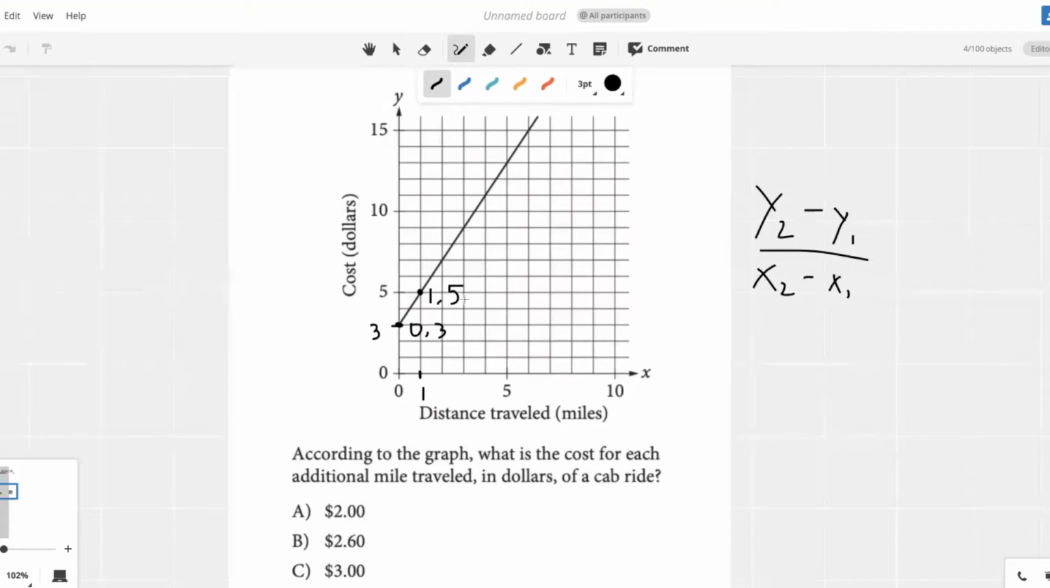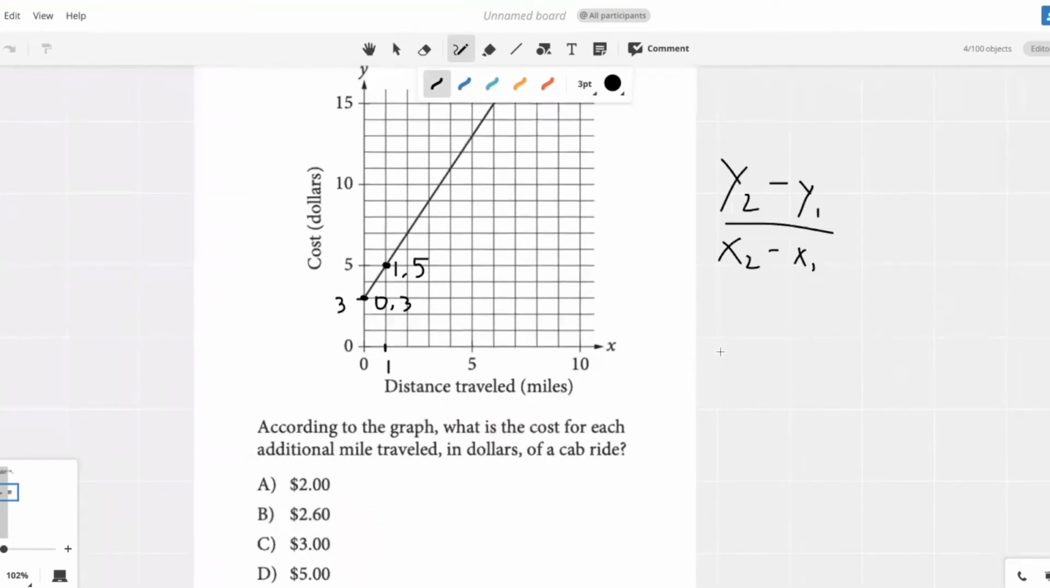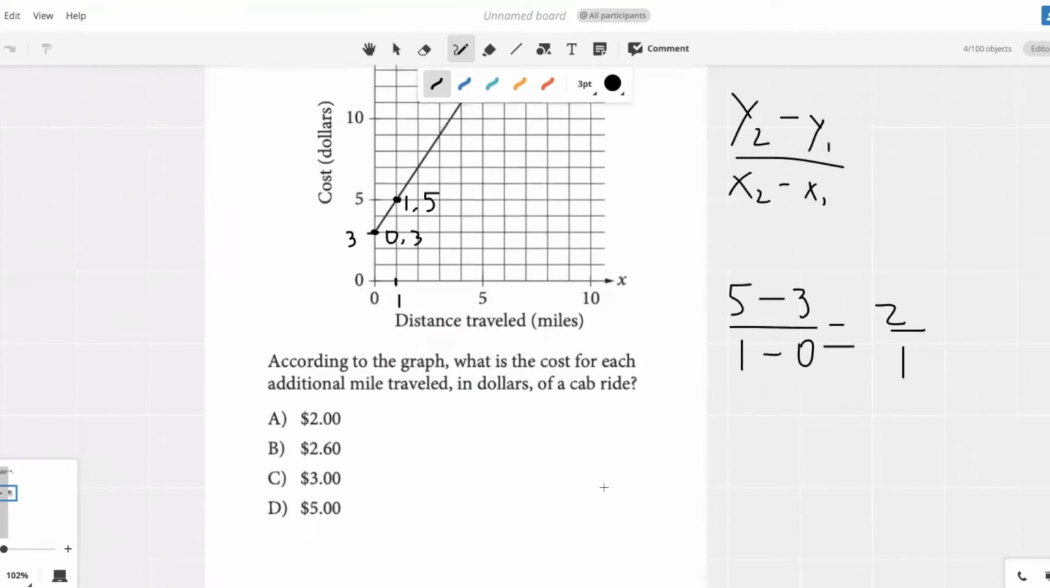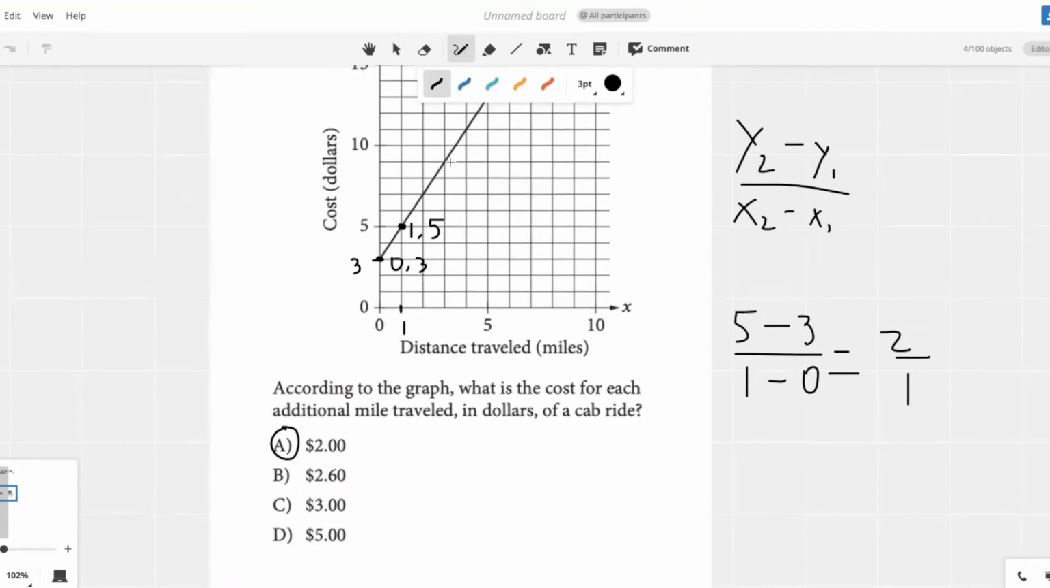And so now that we've found our x and y points for both of these dots, we can just plug them into this equation to find the slope. And since this is a constant line segment, the slope should never change, so we only have to test this once. So let's just plug in y2 as 5 minus y1 as 3 over x2 as 1 minus x1 as 0. And so this should give us 2 over 1, which is just equal to 2. And so we know that the answer to this question has to be A, $2, because the slope is equal to 2, which means for each additional mile traveled, the cost will increase by $2.